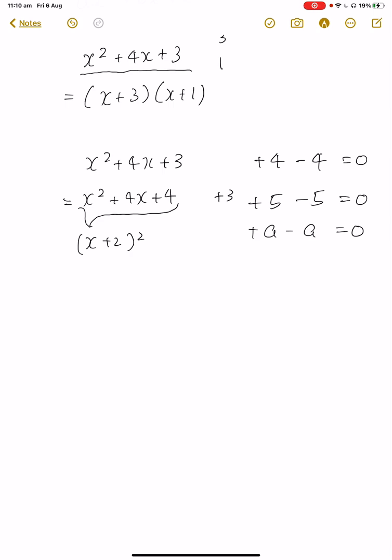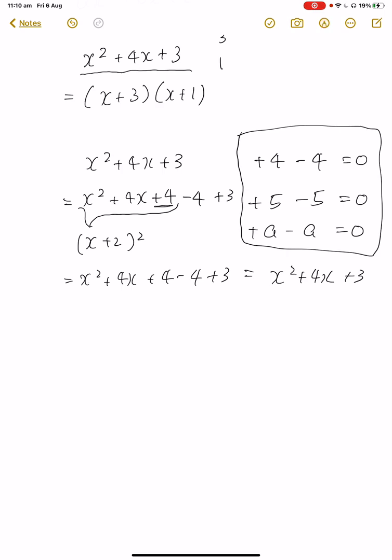But obviously, if you've just added a 4, then the equation becomes x squared plus 4x plus 7, and you've changed the question. Now, we don't want to be doing that. We want to keep the question the same. So to negate this addition of 4, you can subtract a 4. Then we'd get x squared plus 4x plus 4 minus 4 plus 3, which is still equal to x squared plus 4x plus 3.